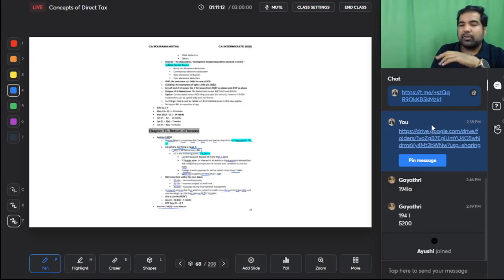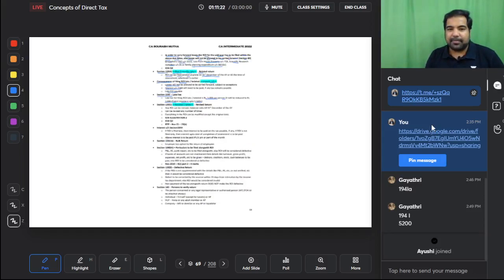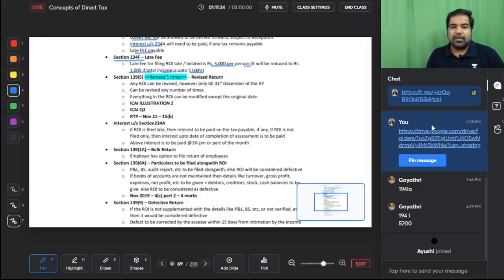There is no charge for a revised return, and in a revised return you can change everything except the date. The date remains original. It's almost like you change your sense of dressing, sense of talking, etc., but your birth date will remain the same. So any ROI can be revised, however only till 31st December, any number of times. Everything in the ROI can be modified except the original date. So if you file the original return on time, even the subsequent one will be considered on time.